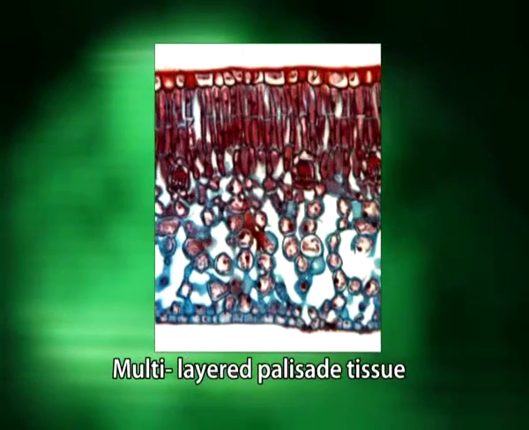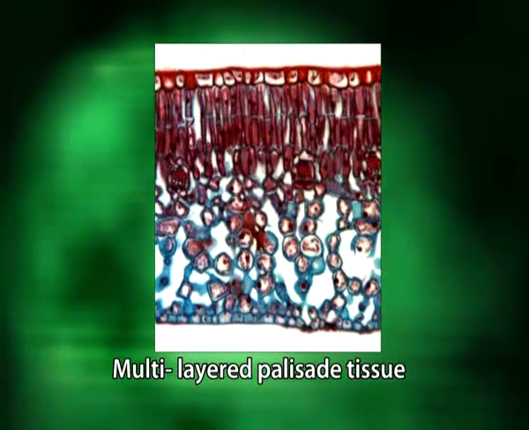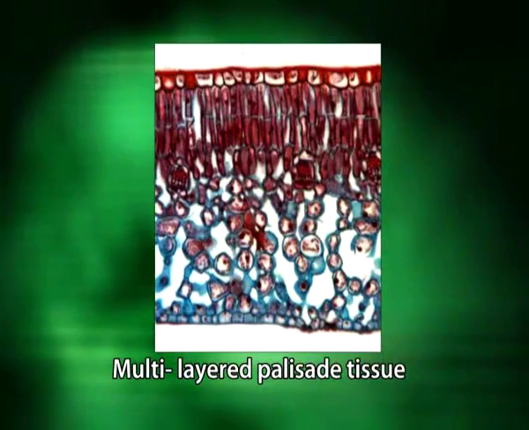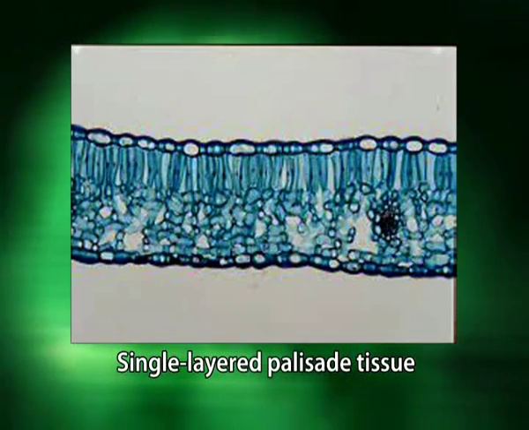The palisade tissue is multilayered in leaves of sun-loving plants, or plants which are adapted to higher light intensities, while the leaves of shade-loving plants have a single layer of palisade tissue. The multilayered palisade tissue is indicative of a higher rate of photosynthesis in heliophytes than sciophytes, which generally have a single layered palisade tissue in their leaves.